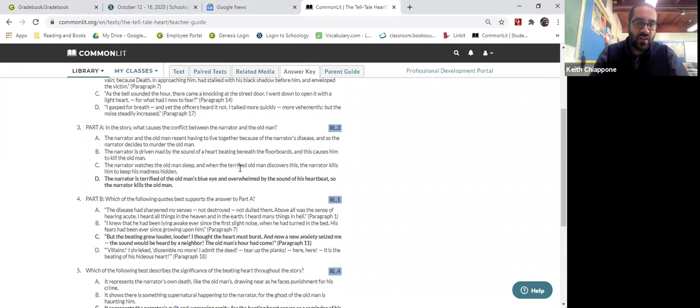Question 3 asks, in the story, what causes the conflict between the narrator and the old man? This is a plot understanding question. So answer A says the narrator and the old man resent having to live together.